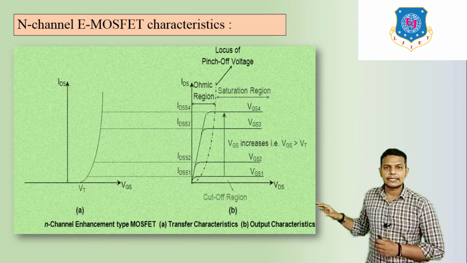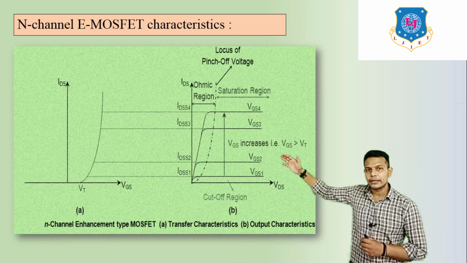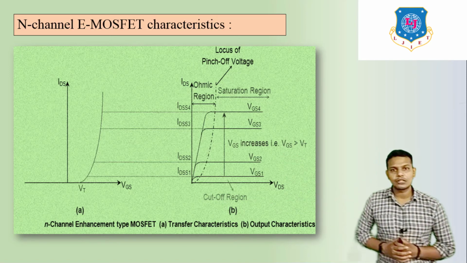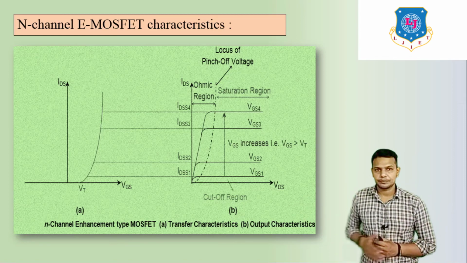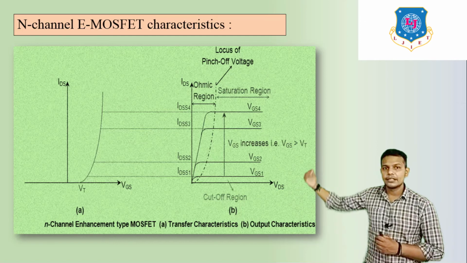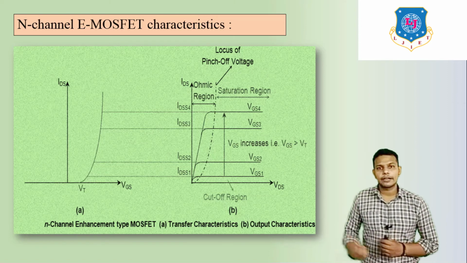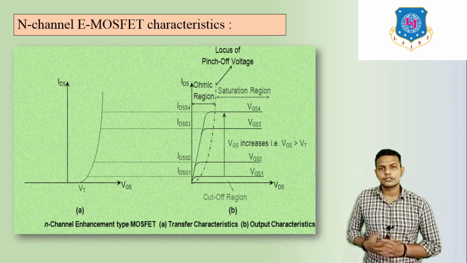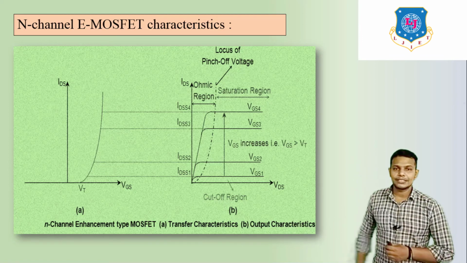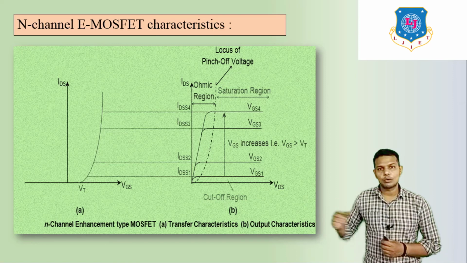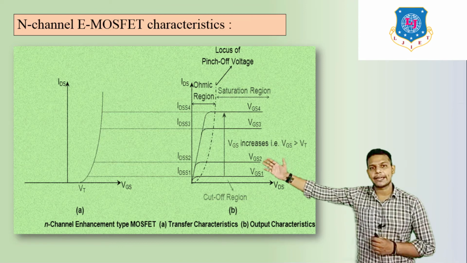In the characteristics there are 3 different types of region. First is the linear one, known as the ohmic region because it follows Ohm's law. After this, it is known as the saturation region, and below, where current is 0 and voltage is also 0, we say it is the cutoff region. These are the three regions of the output characteristics, and from them we can plot the transfer characteristics.